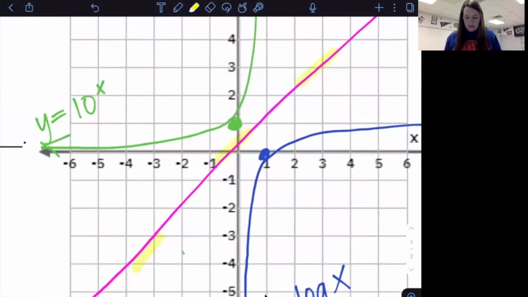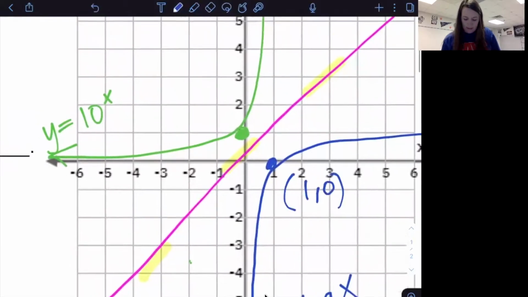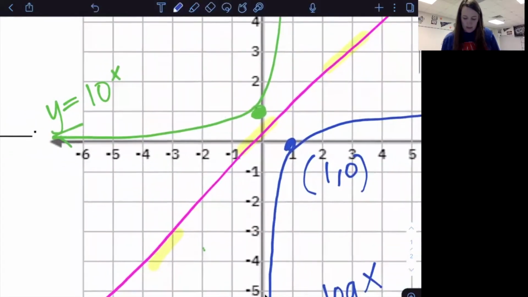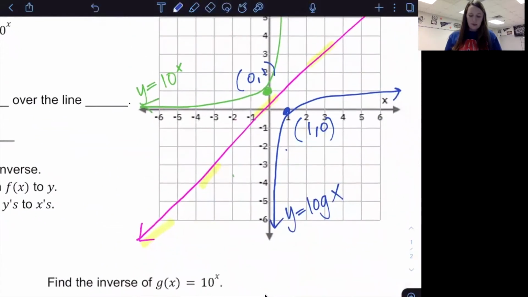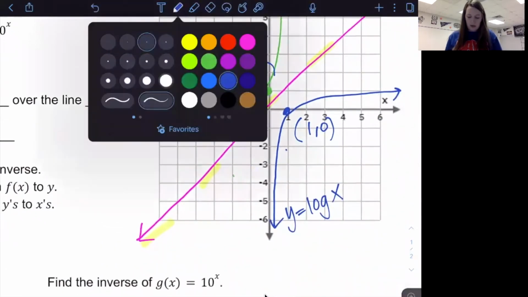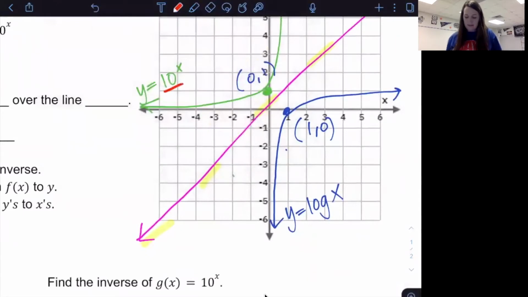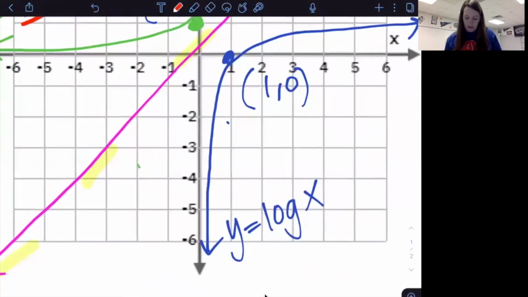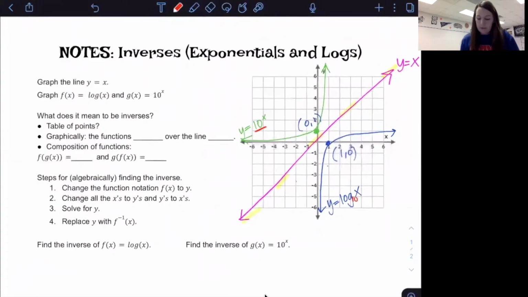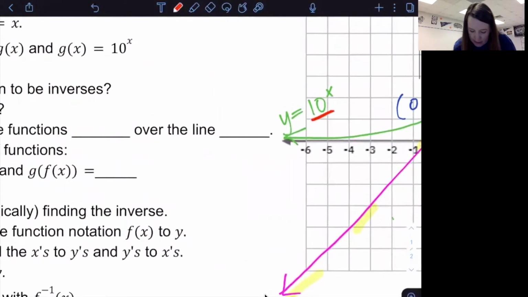So you can see the intercepts that I marked. The x-intercept for the log function is (1, 0), and the y-intercept for the exponential function is (0, 1). So it's also important to note that for these two functions, they share the same base. So your inverses will have the same base as one another. So this exponential has a base of 10 as well as this log, because remember, our common log has a base of 10. So graphically, we said the functions will reflect over the line y equals x.